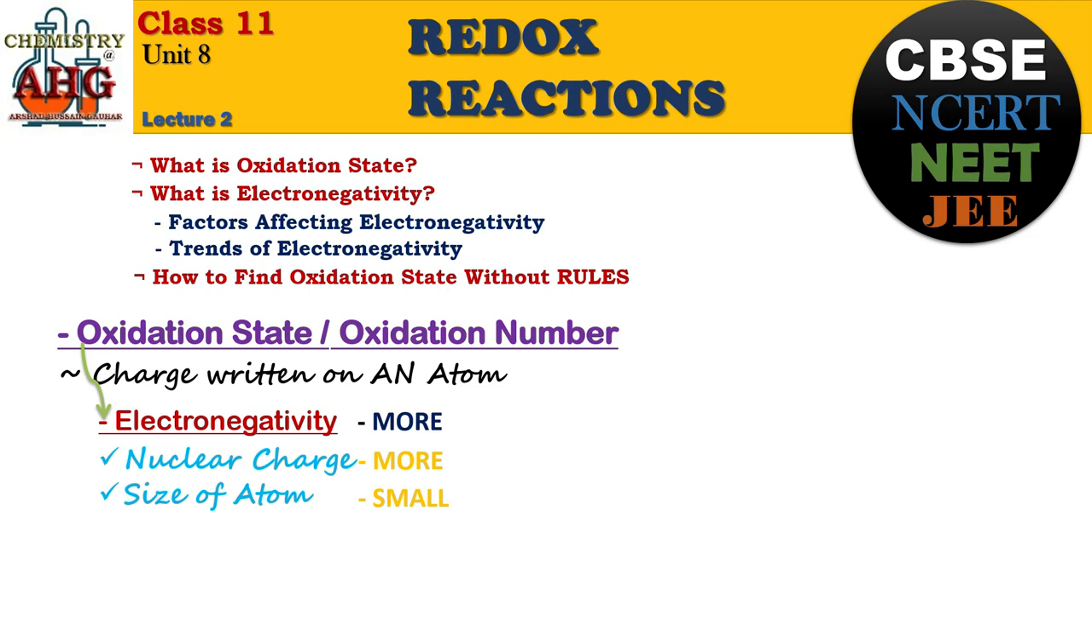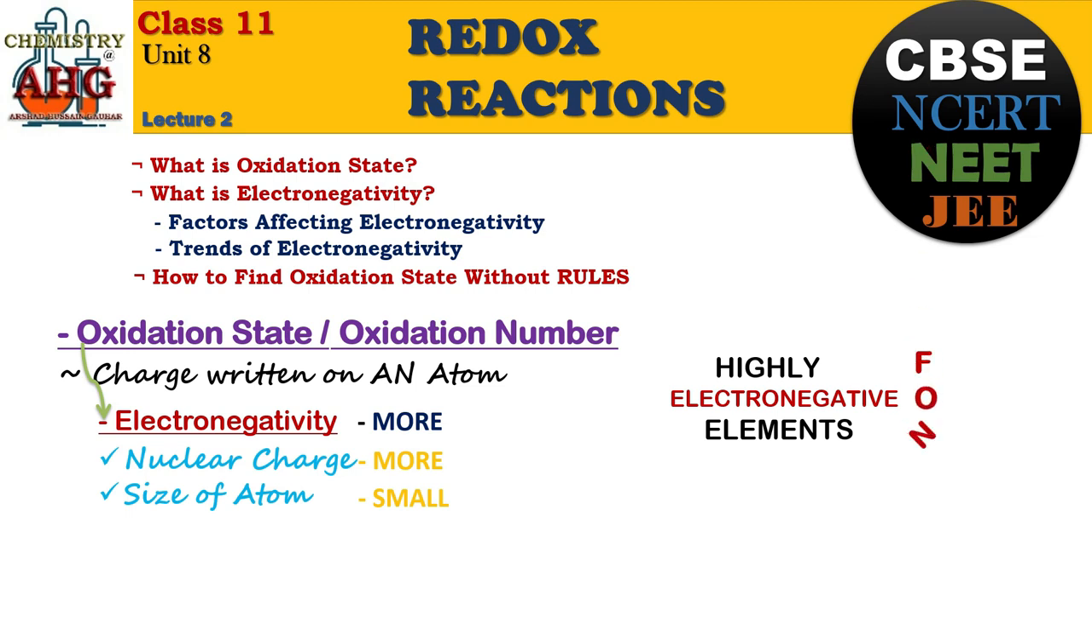Another general and very important piece of information that you must remember: there are three elements in total which are highly electronegative in the whole periodic table. What are these three elements? These three elements are FON. Just remember FON: F for fluorine, O for oxygen, N for nitrogen. These three elements are highly electronegative in the whole periodic table.